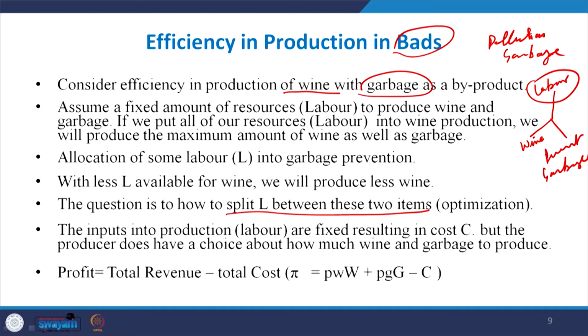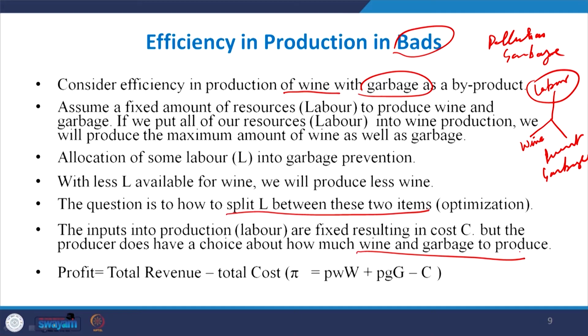The inputs into the production, we know, are fixed, resulting in the fixed cost of using these available resources, but the producer does have a choice between how much wine and how much garbage to be produced. So, now a producer has to take a decision how much quantity of wine and how much quantity of garbage should be produced in order to make efficient use of available resources.